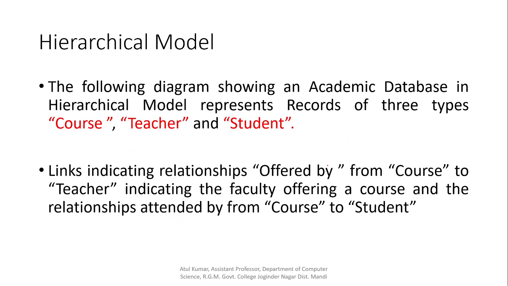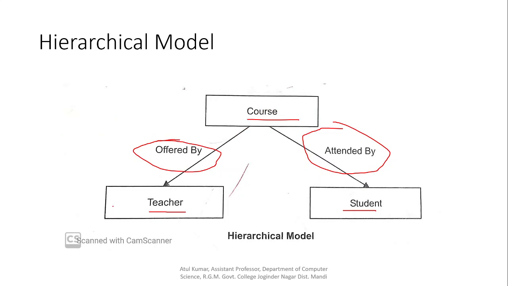In the diagram we have three records: one is course, another is teacher, and the third is student, and the links indicate offered by from course to teacher. This means which course is offered by a teacher, and attended by, the relationship between course and student, means which course is attended by a student.